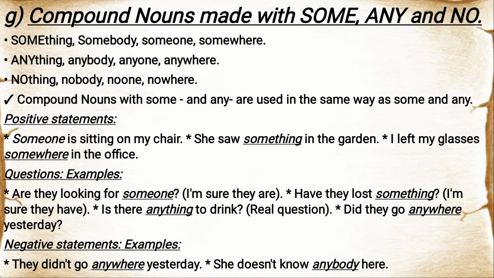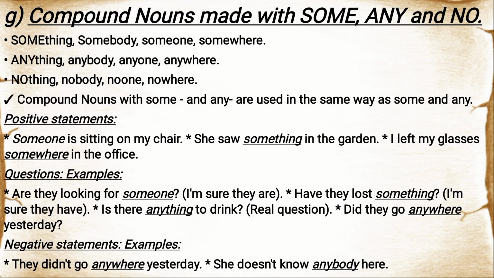Something, somebody, someone, somewhere. Anything, anybody, anyone, anywhere. Nothing, nobody, no one, nowhere. Compound nouns with some and any are used in the same way as some and any. Positive statements. Examples: Someone is sitting on my chair. She saw something in the garden. I left my glasses somewhere in the office.